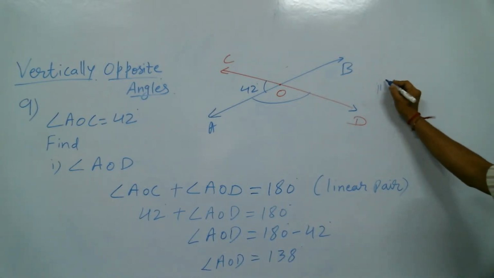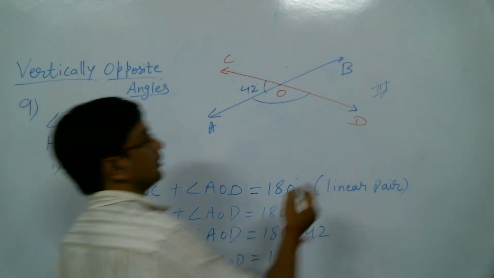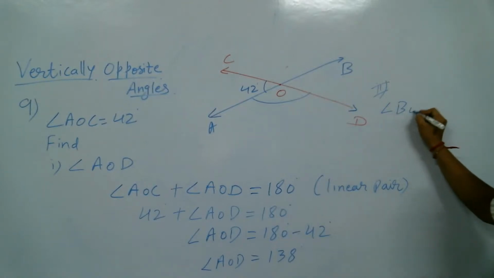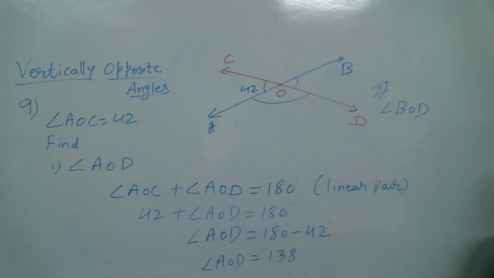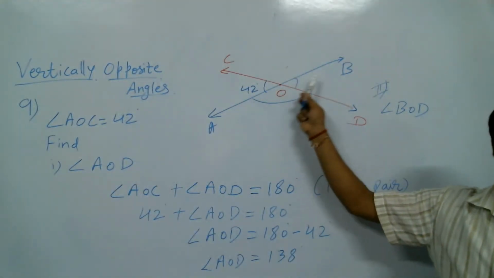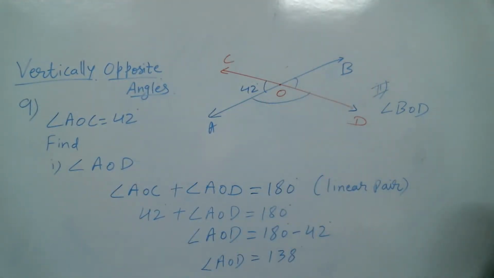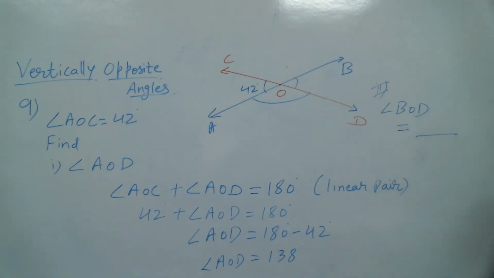Now the second point which the question asks us, the second angle which they ask is angle BOD and then COD. Angle BOD, this angle. BOD is the vertically opposite angle of which angle? BOD equal to what? Which angle should I write?